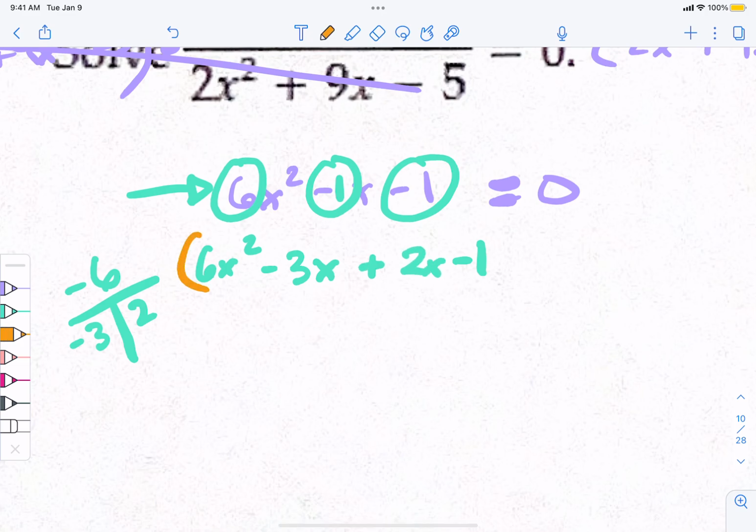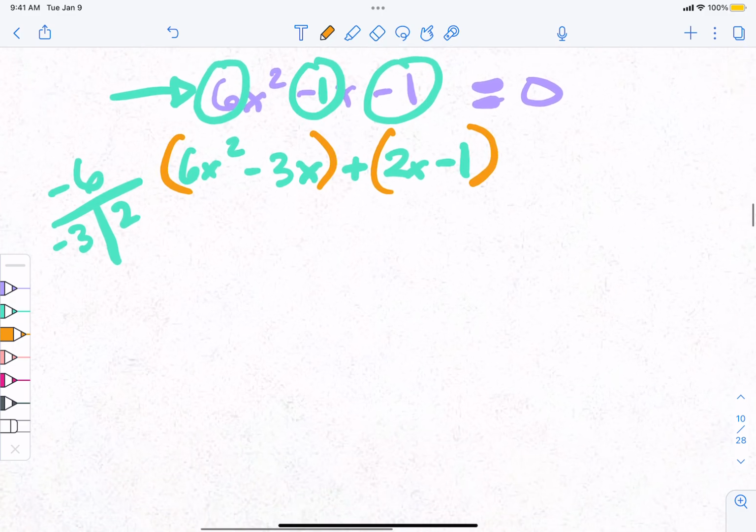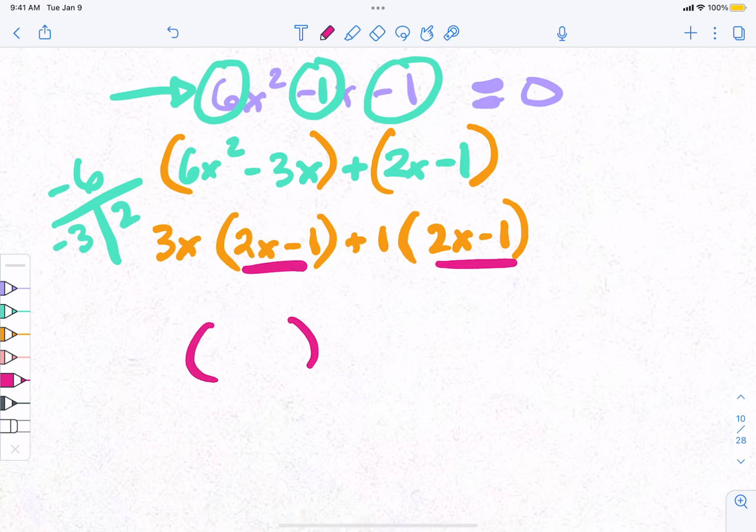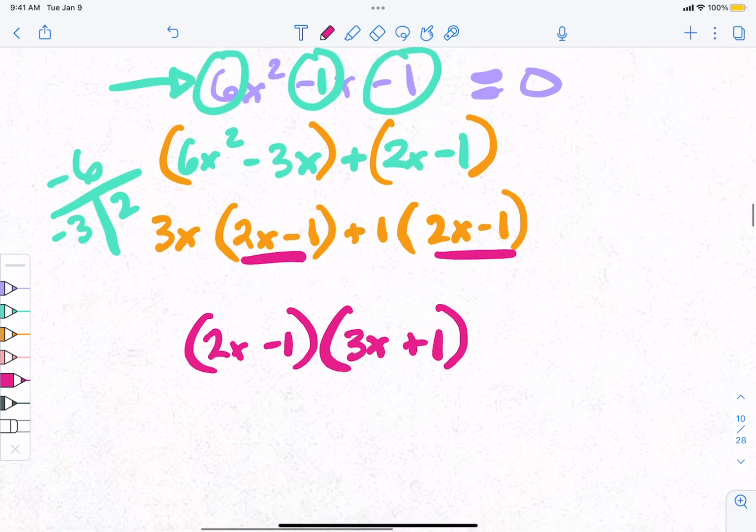I think it does. Group. If I group the first one, what comes out? 3x. Left over is 2x minus 1. What comes out of the second piece? Nothing, but you have to pull something out, which is a +1. If you can't pull anything else out, you have to pull a +1 out, and you get 2x minus 1. So I know I did it right because these two match each other, and my two groups are 2x minus 1 and 3x plus 1. Then I set them equal to 0.